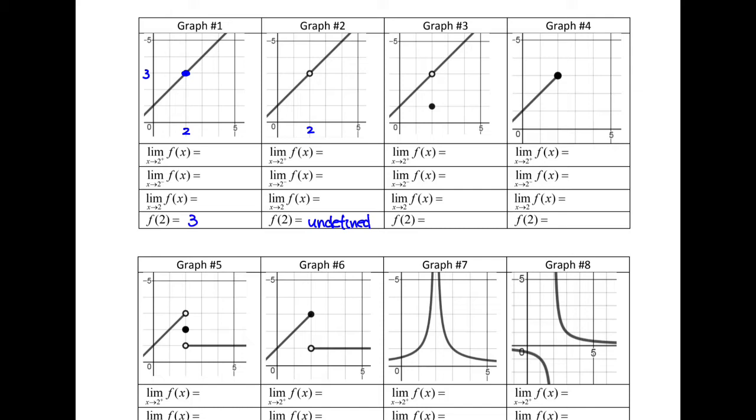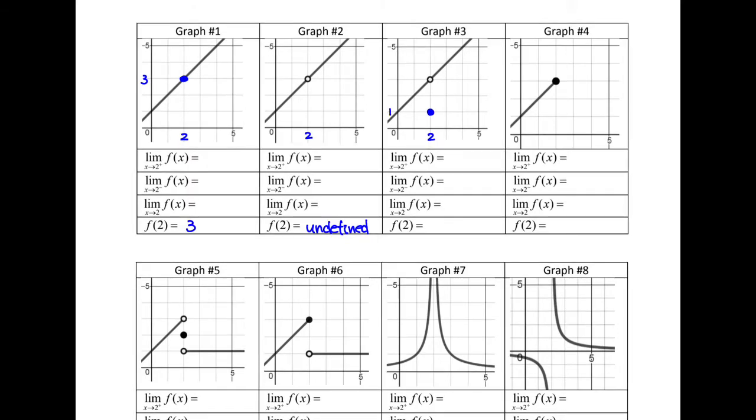Graph number 3, f at 2, when x equals 2, this point is defined. The y value is actually 1, so f at 2 is 1. As you can see, this point is an empty dot. It's a hole. That means the function is not defined at that point. It's only defined at this point. The next graph, number 4, f at 2, the point that is defined here is the blue one, at 3.